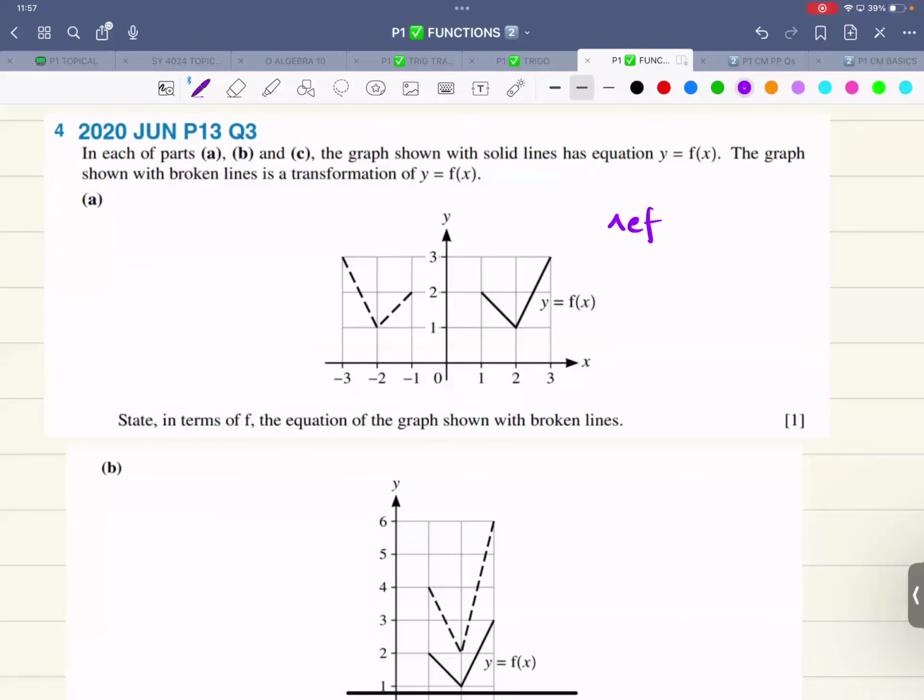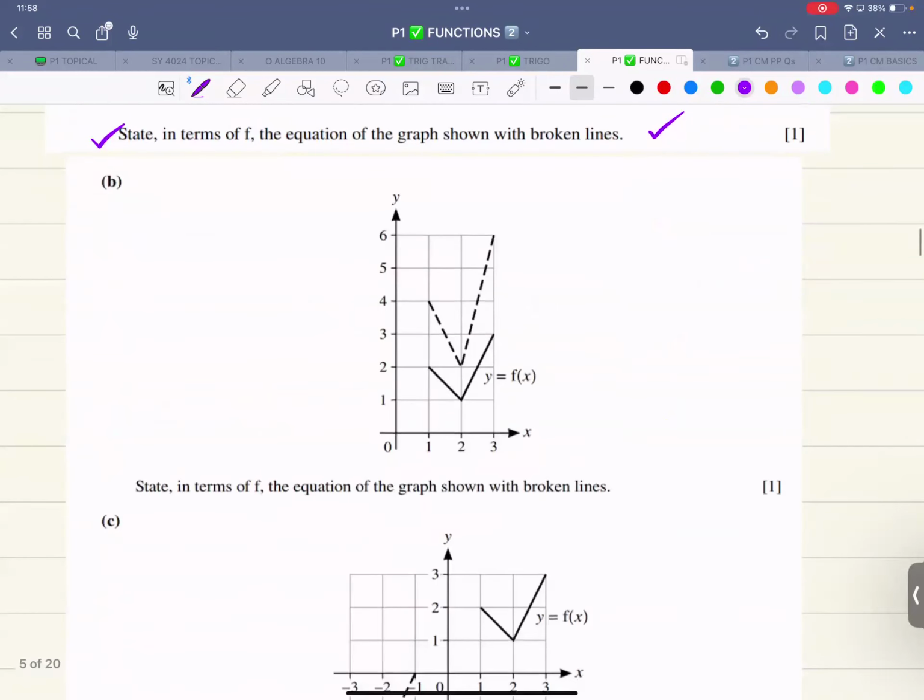What exactly is it asking? Is it asking us to describe it, or is it asking us to write the equation? It's asking us to write the equation, right? So let me write for myself. It is a reflection in the y-axis. This definitely you should write. That means the new equation should be y equals f of negative x, on the inside. So therefore, state in terms of f the equation of the graph with broken lines, that is y equals f(-x).